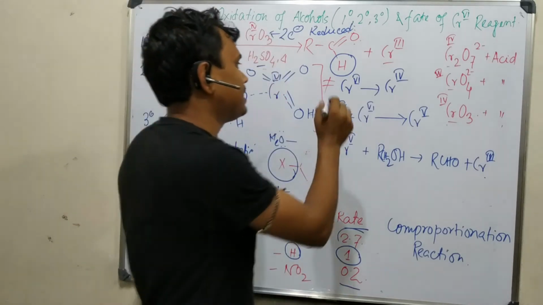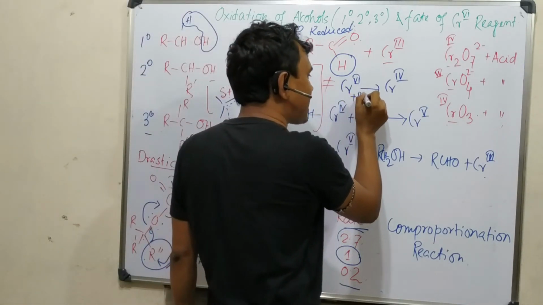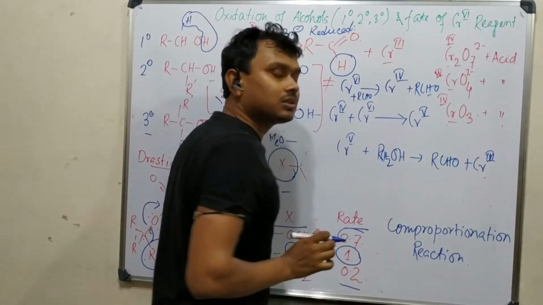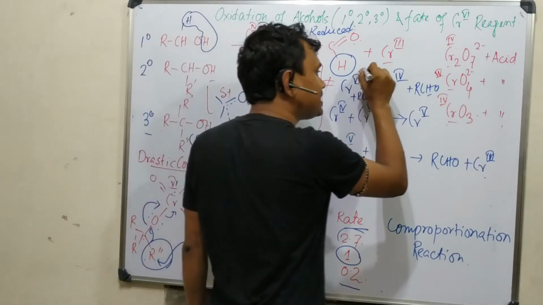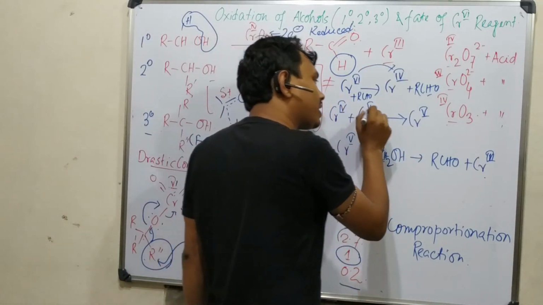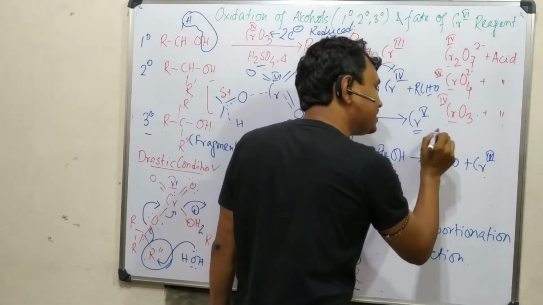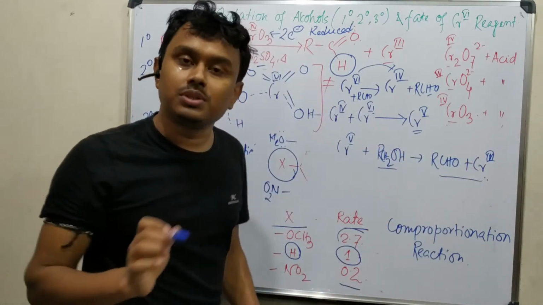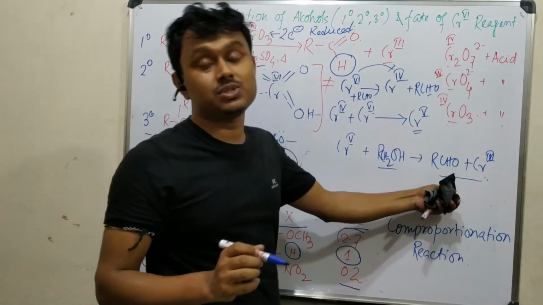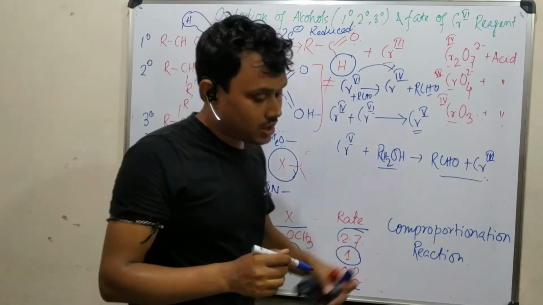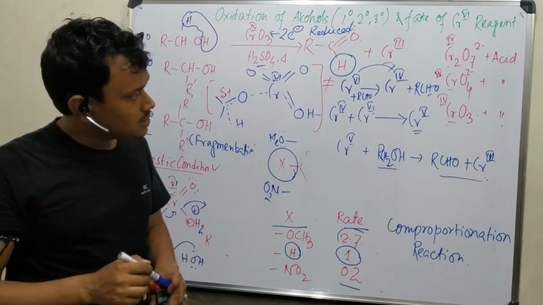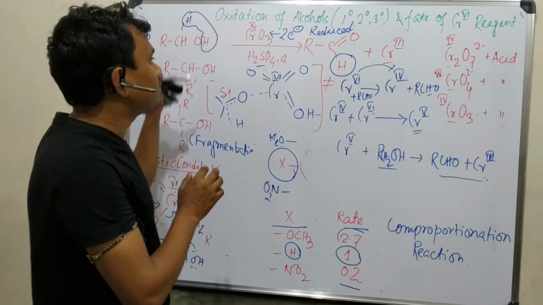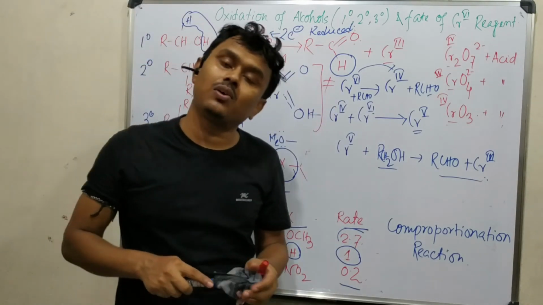Let me summarize it. First step, chromium 6 plus alcohol gives chromium 4 plus carbonyl, the oxidized aldehyde. So chromium 6 to chromium 4, then chromium 4 and chromium 6 react to give chromium 5, an intermediate oxidation state, then chromium 5 reacts further with alcohol to give chromium 3. In this way it is proposed that this reaction proceeds to finally produce this product. Okay, so I believe you have understood all the processes regarding the oxidation of alcohol using this chromium reagent.